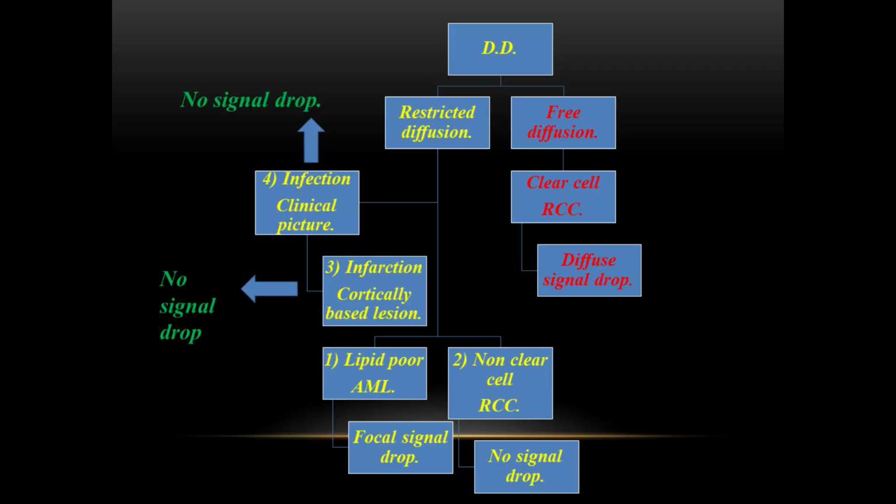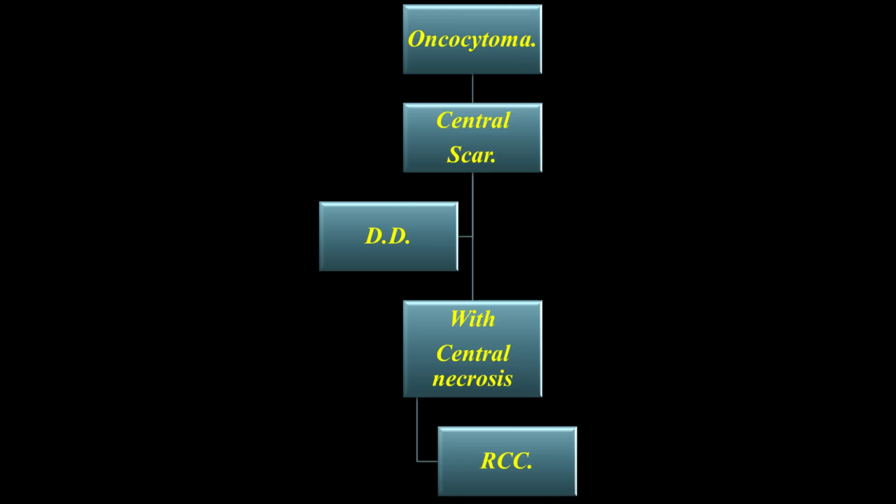A restricted diffusion renal lesion with MRI focal signal drop is equal to lipid-poor angiomyolipoma. A renal lesion with restricted diffusion and no signal drop is equal to non-clear cell renal cell carcinoma, if the clinical picture does not correlate with renal abscess or infarction. If the renal lesion shows free diffusion with diffuse signal drop, it will be clear cell renal cell carcinoma.